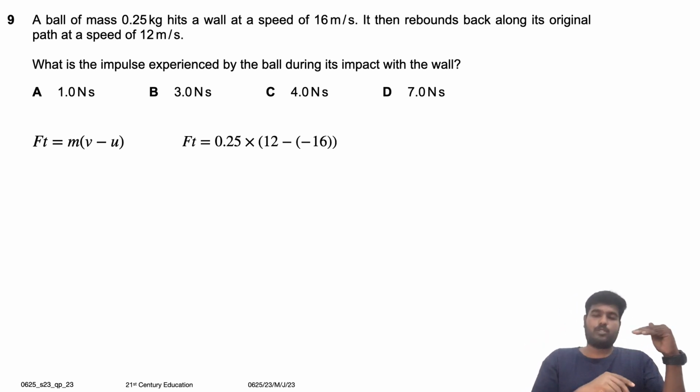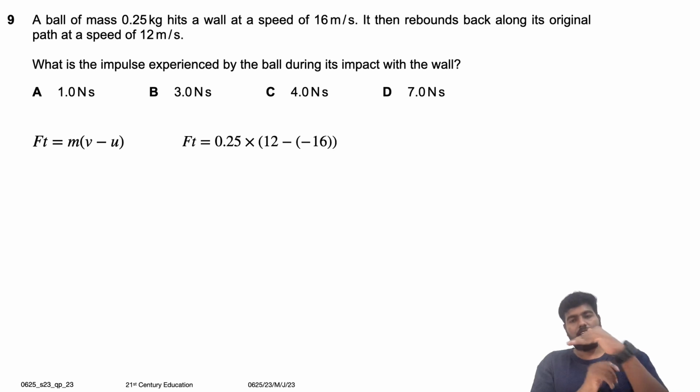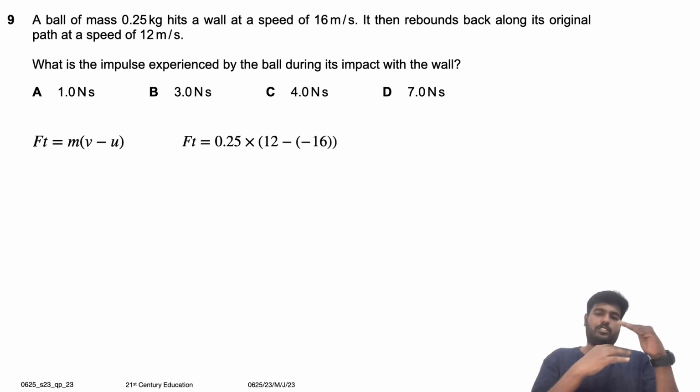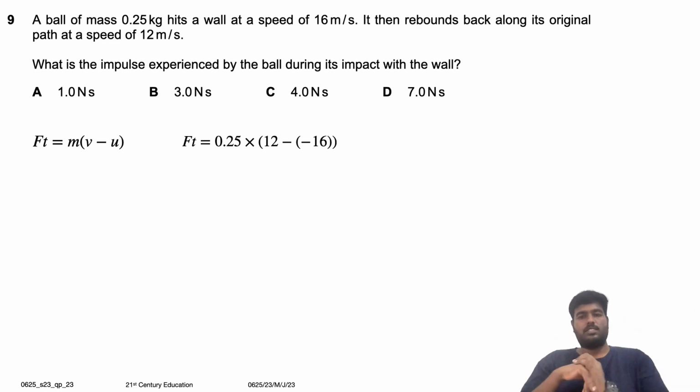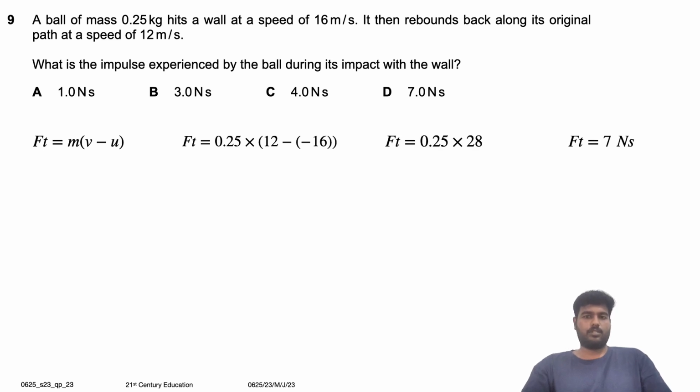In this case, I have taken 16 as negative, so this direction is negative. So when it comes back, 12 is positive. That's why 12 minus 16. You can take 12 positive, 16 negative, or 16 positive, 12 negative, no problem. But one direction must be positive, then the other direction is negative. That's all. So we get 0.25 × 28, which is 7 newton second. Option D.